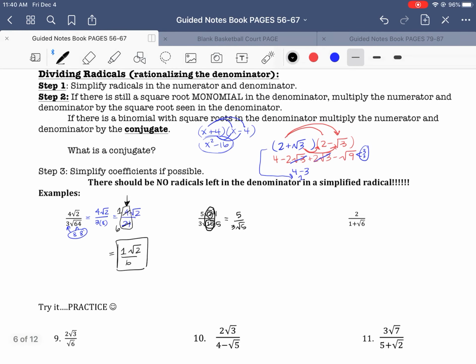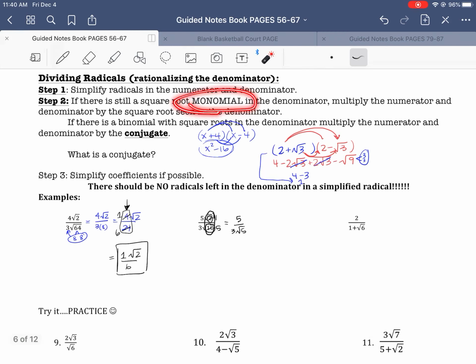So this is one of those situations where you have a monomial in the bottom. It says to multiply the numerator and denominator by the square root of the denominator that you see. For example, this has a square root of 5 stuck in the bottom. I'm going to multiply it by the square root of 5, and whatever we do to the bottom in a fraction, we also have to do to the top. So notice here we end up with 5 times the square root of 5 on top.